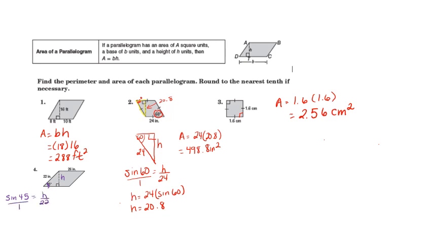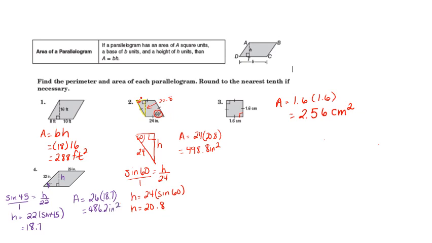I'm going to put this over 1. So h equals 22 times the sine of 45. And when I multiply those, I get 18.7. Alright, so the area equals 26, because that's the side that's perpendicular to the height, times 18.7, which is 486.2, and it's inches squared.